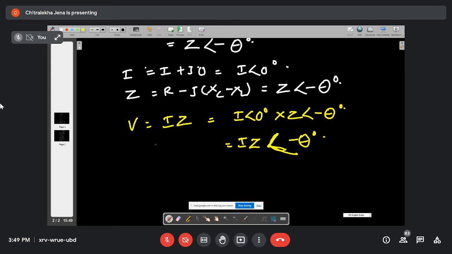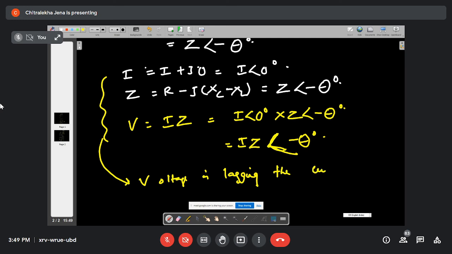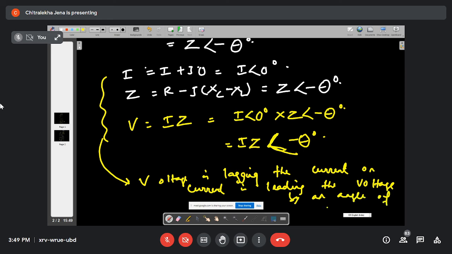So from here you can conclude that the voltage is lagging the current, or the current is leading the voltage by an angle of theta degree.